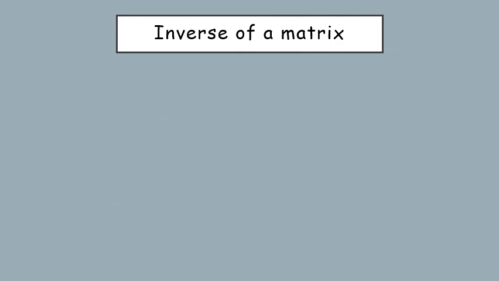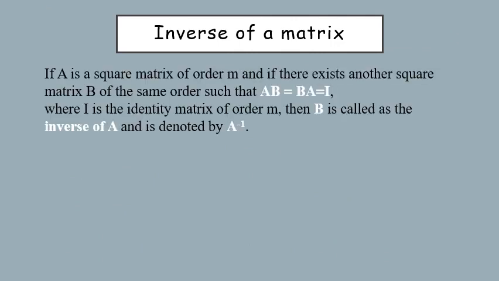Now the next point is inverse of a matrix. If A is a square matrix of order m, and if there exists another square matrix B of the same order such that AB is equal to BA is equal to I, where I is the identity matrix of order m, then B is called the inverse of A, and it is denoted by this symbol. This is read as A inverse.